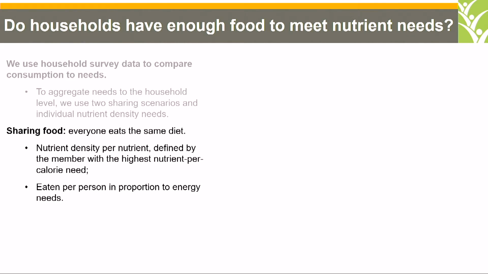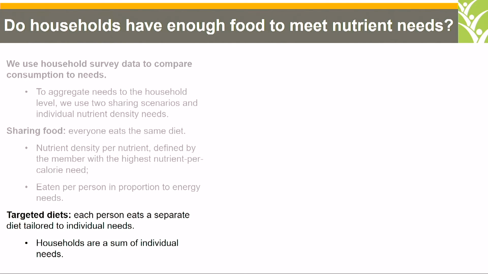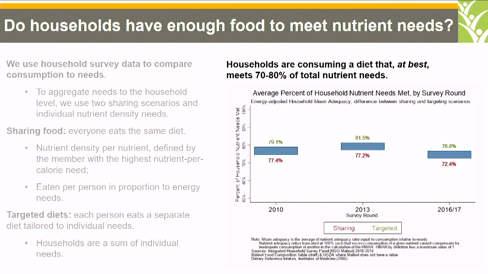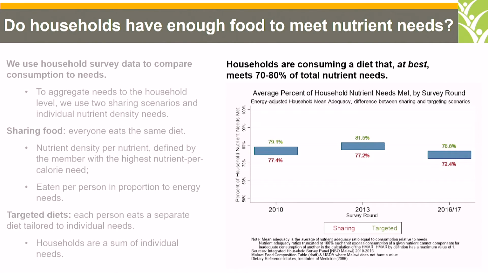And this assumes that every person gets enough energy to meet their energy needs, but that's the only assumption. In the targeted diet scenario, everybody gets an individual diet perfectly tailored to meet their needs, but this makes stronger assumptions that they get a share of all household food resources that are in proportion to all of their individual needs. And when we compare this to what households actually report consuming, we draw the conclusion that looking at the range between these two scenarios, given their current food resources, households in Malawi only have enough right now to meet, on average, 70 to 80% of all of their nutrient needs.